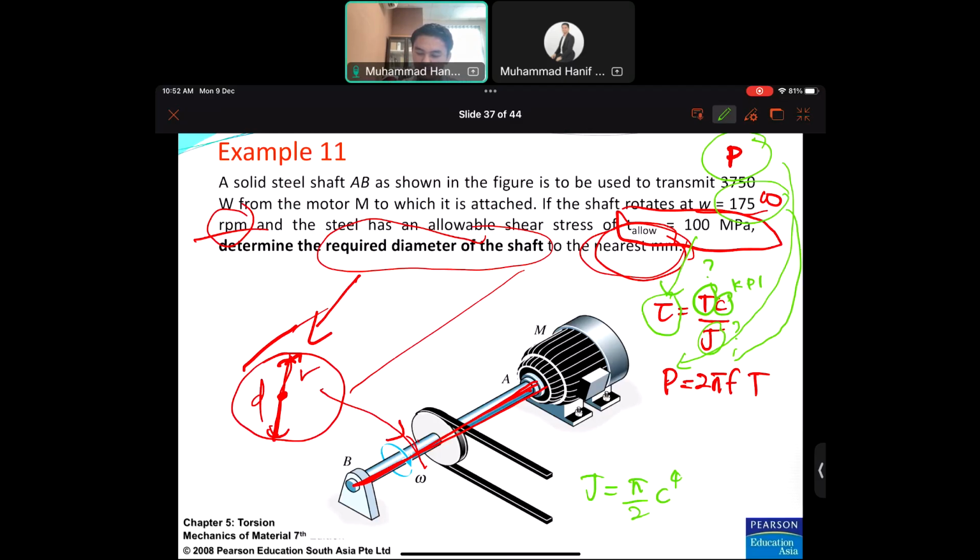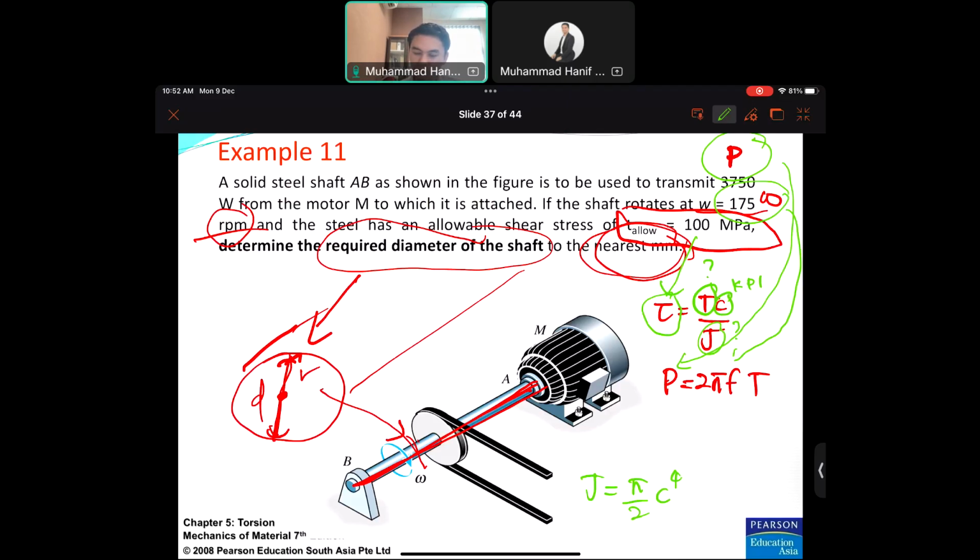Tc over J. Okay, so the thing that we need to find is C. Okay, the J, you can just substitute J as pi over 2 C power 4, like that. So tau is given, T is already got, C is the unknown. So C is the thing. T is calculated. Tau is given as 100 megapascal here. So at the end of the day, you can get C.